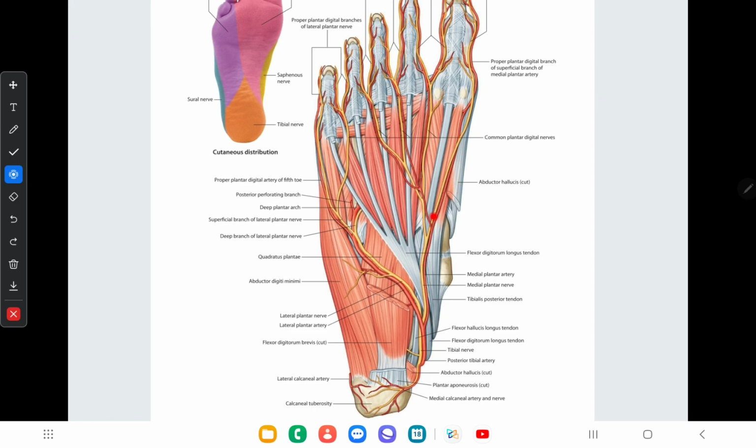It accompanies medial plantar artery. It comes to lie in the interval between abductor hallucis and flexor digitorum brevis. Here flexor digitorum brevis muscle also has been cut here. Here abductor hallucis muscle. So this medial plantar nerve lies in between flexor digitorum brevis and abductor hallucis muscles. Then muscular branches are to the abductor hallucis muscle, flexor digitorum brevis muscle, and it gives a branch to first lumbrical muscle.